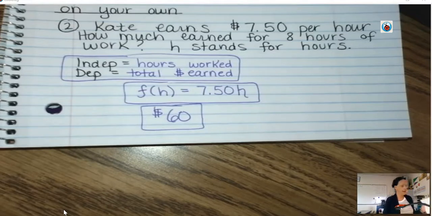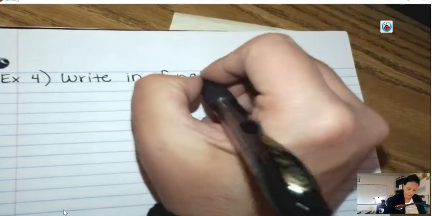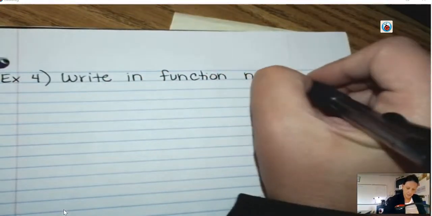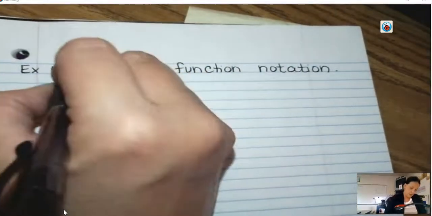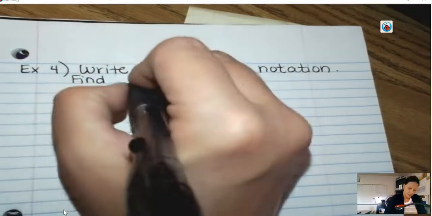Okay, last example, example 4. Now example 4 is going to ask us to write the equation and write it in function notation. But the different thing here is it's also going to ask us to find the domain and range.